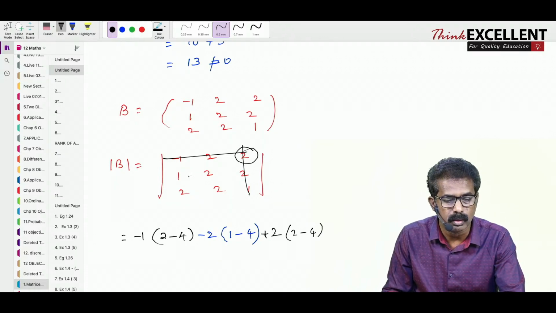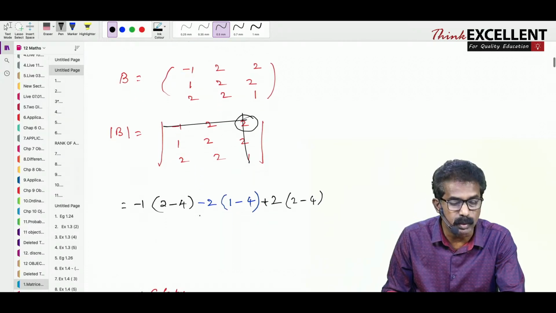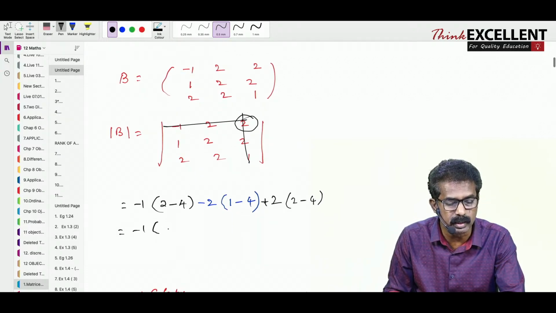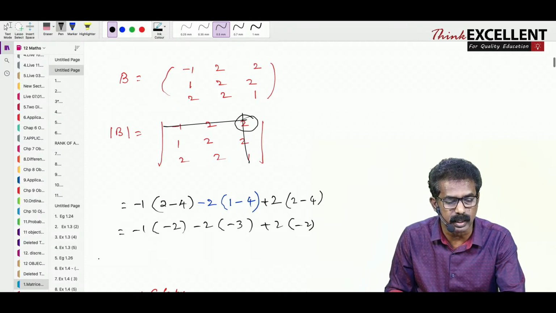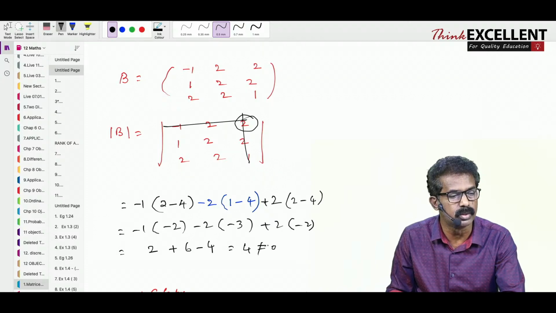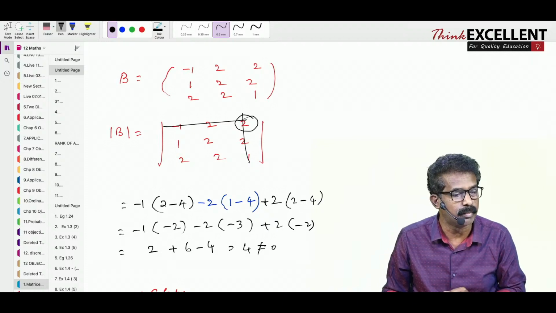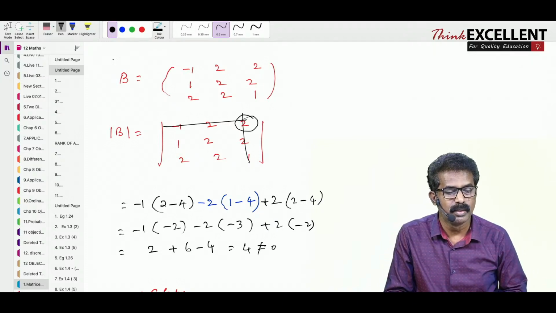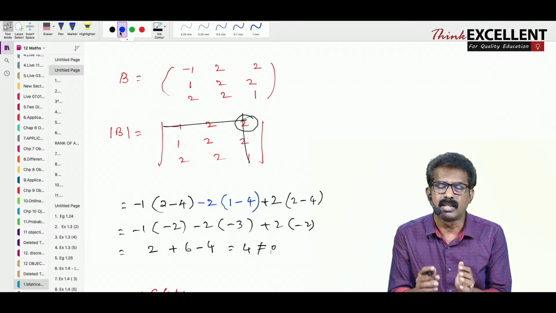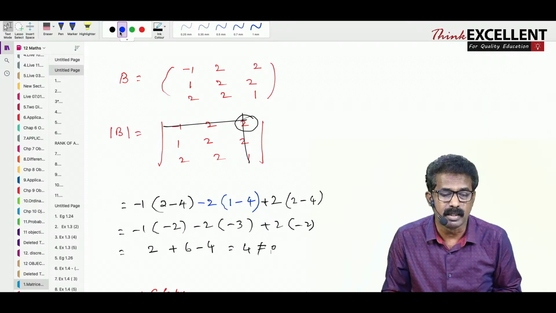So when you simplify this, see what you are getting here. So minus 1 into minus 2, minus 2 into minus 3, plus 2 into minus 2, right? So you are getting 2 minus into minus plus 6 minus 4, right? So you are getting 4 not equal to 0. So what can you say? It is non-singular, right? Already Nirmal gave the correct answer. Okay, so this I gave just to revise how to expand a determinant.